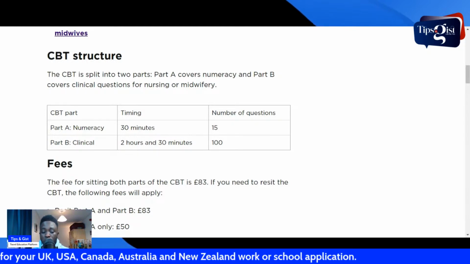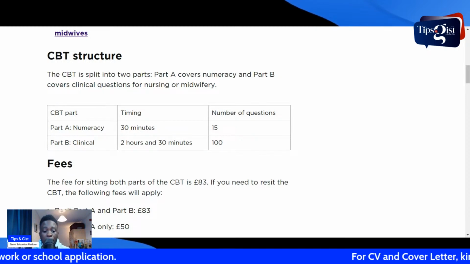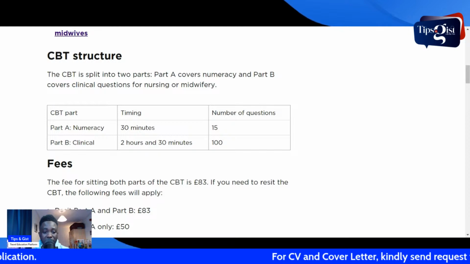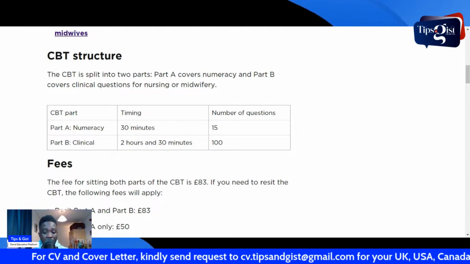And so people do fail the numeracy because they are not able to pass 14 over 15 or probably 15 over 15. But if you do constant rehearsals, you should be able to pass because it is the easiest question you will ever meet across your nursing background.